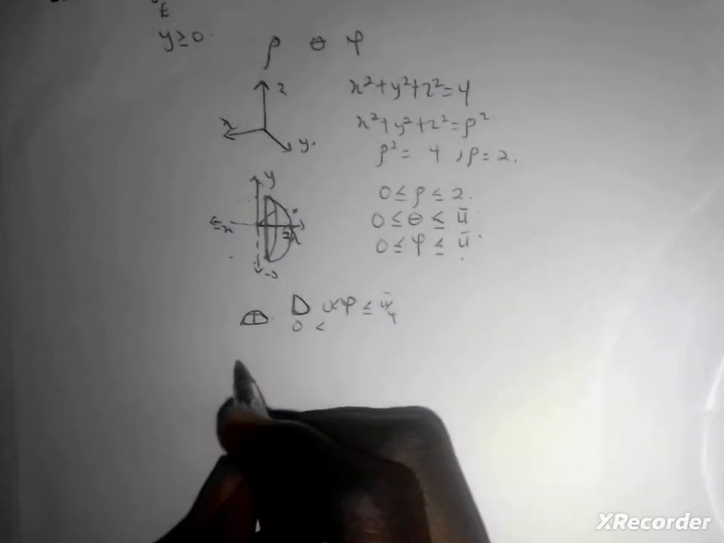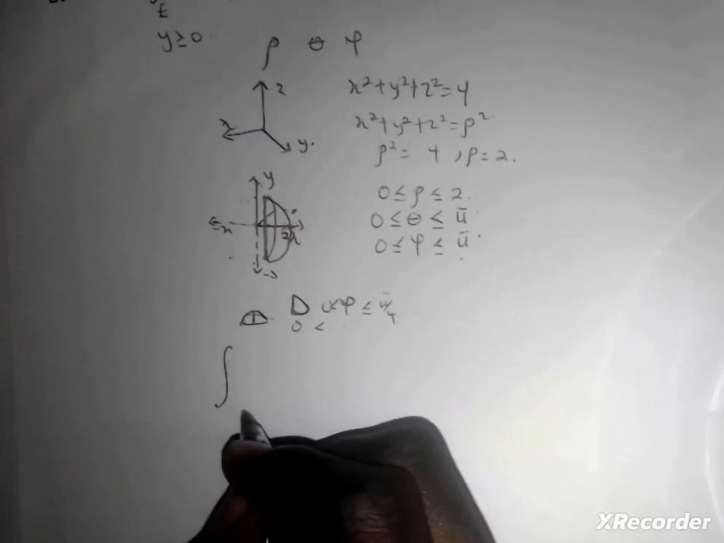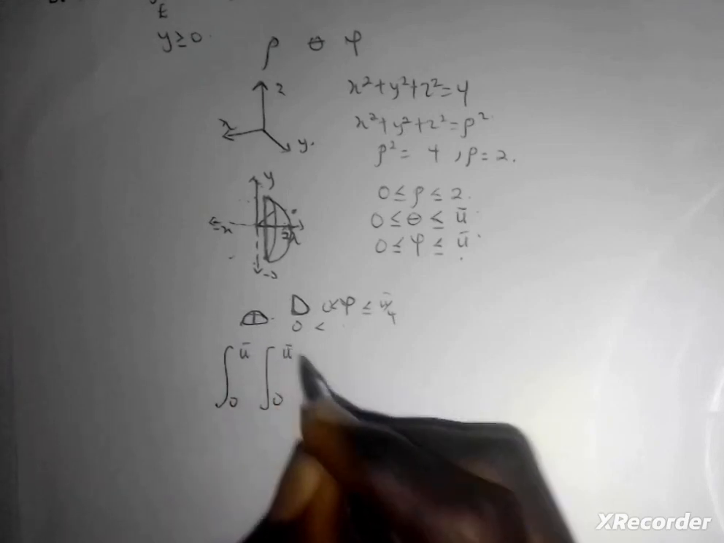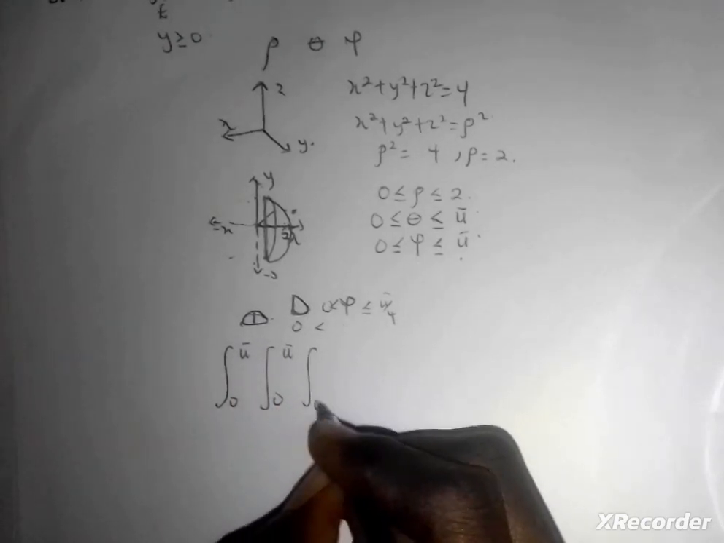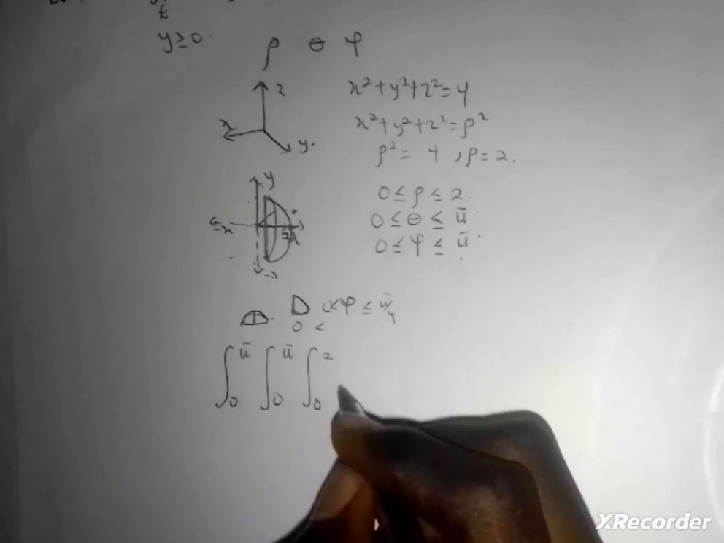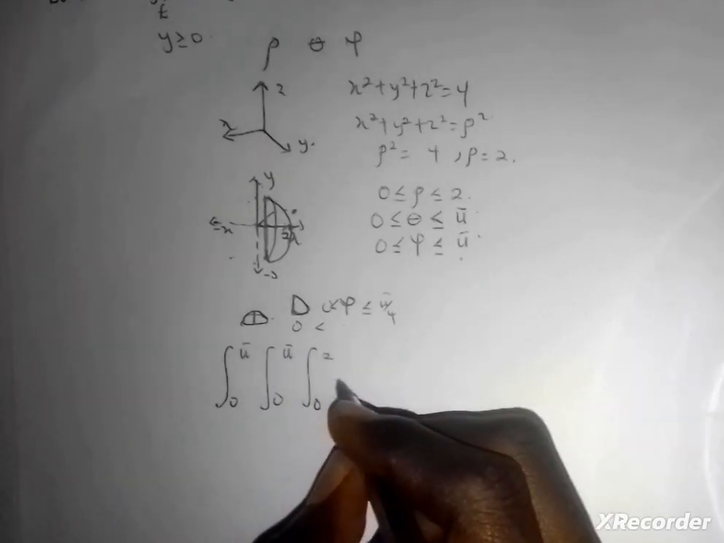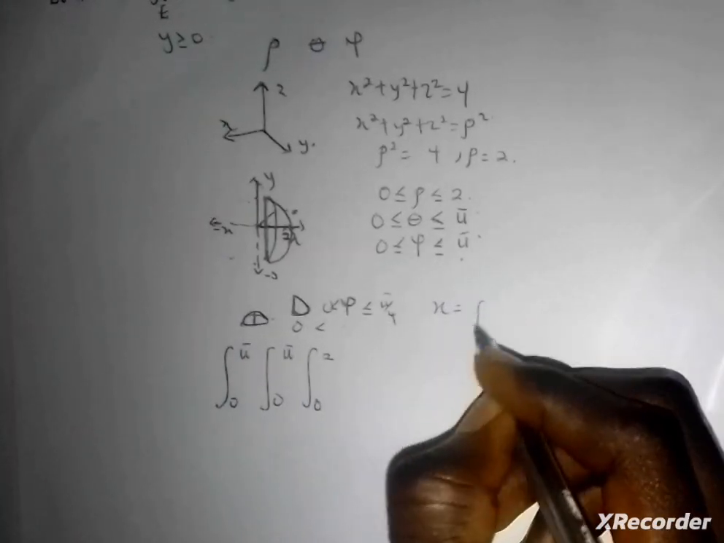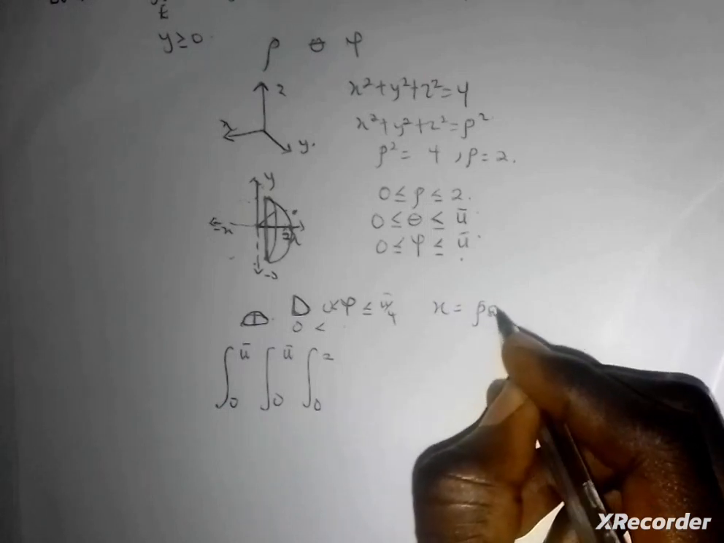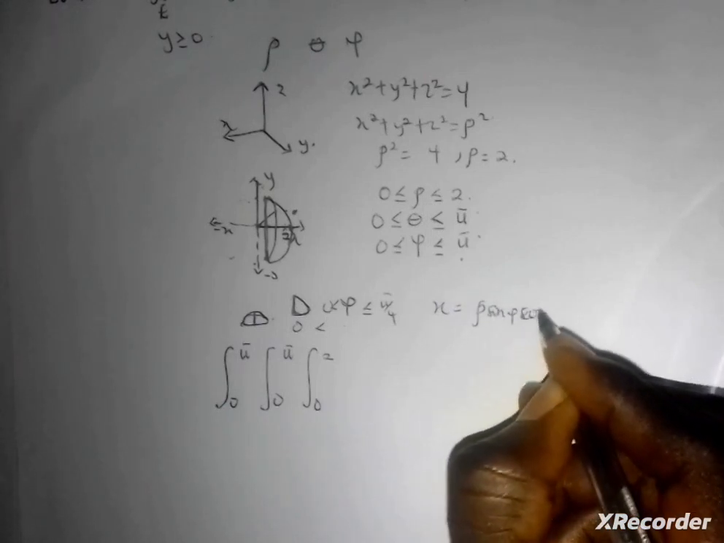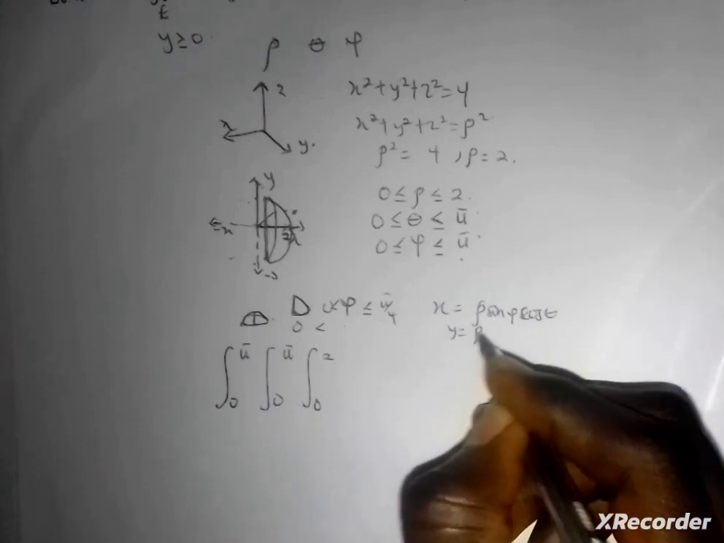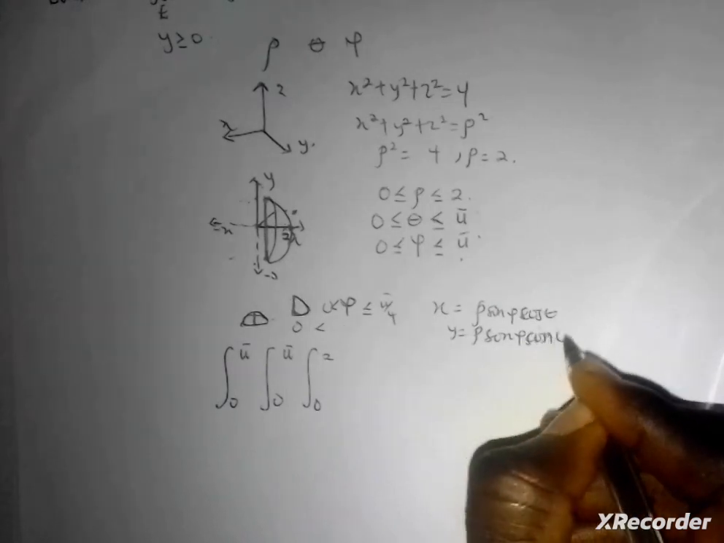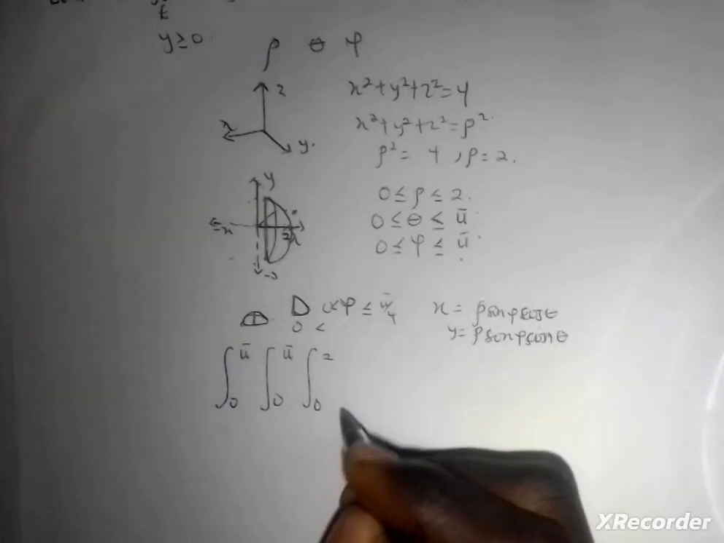So let's see. I'm going to have my integral. The outer is going to take the phi. So 0 to pi. Come again, 0 to pi. Then 0 to 2. Then you have to convert the x squared and the y squared. So you know x in the Cartesian is equal to rho sine phi cos theta. Then y is equal to rho sine phi sine theta. Refer to your formulas, then you come back to do this.